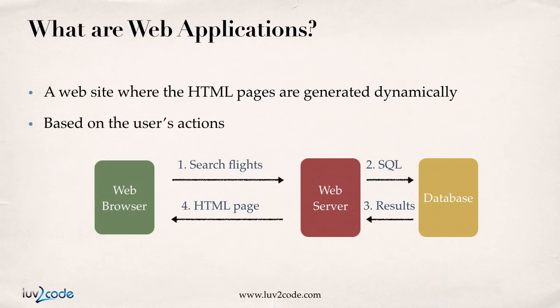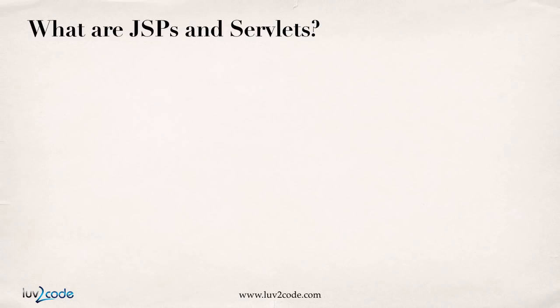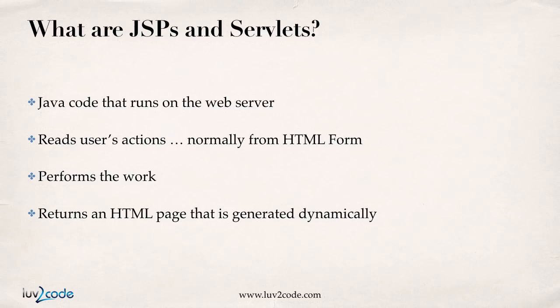What I'll do in this course is show you, at a very high level, how to get started with JSP for building pages. So that's the next question here. What are JSPs and servlets? Well, JSPs and servlets are basically Java code that runs on the web server. They can read user input, normally from an HTML form, and then perform the work, maybe talking to a database, talking to a web service, or whatever. And finally, they'll return an HTML page that's generated dynamically on the fly.